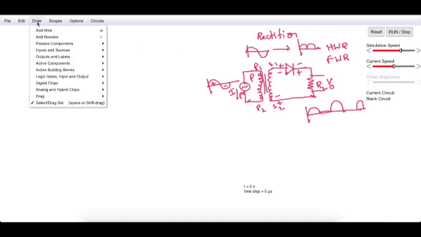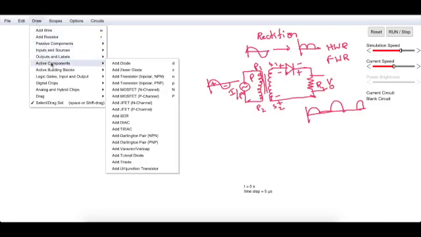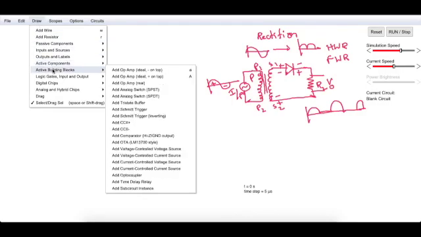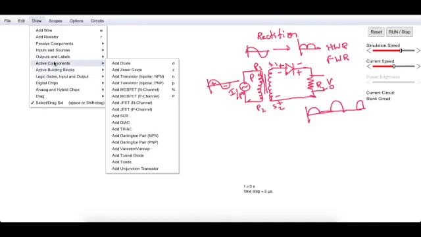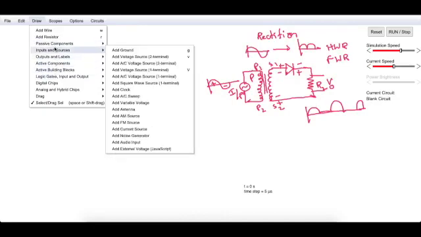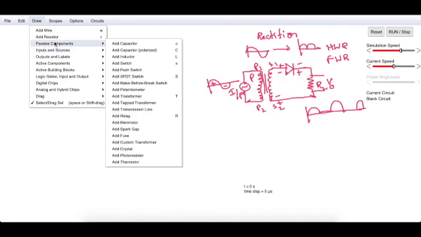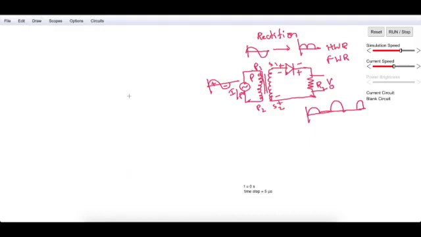Go to draw, and search for a transformer. In the passive components, different types of transformers are available. I am just taking a transformer. So add a transformer, and after selecting it, you need to click and drag it. See, this is my transformer.